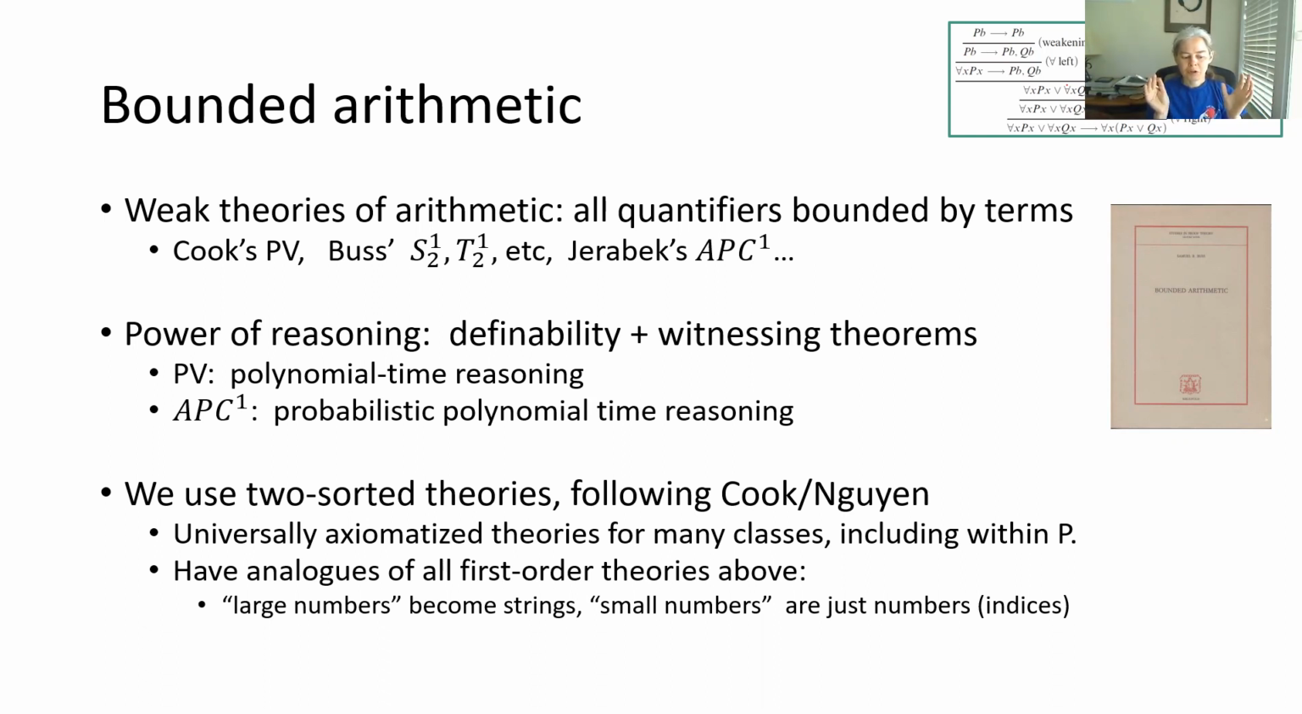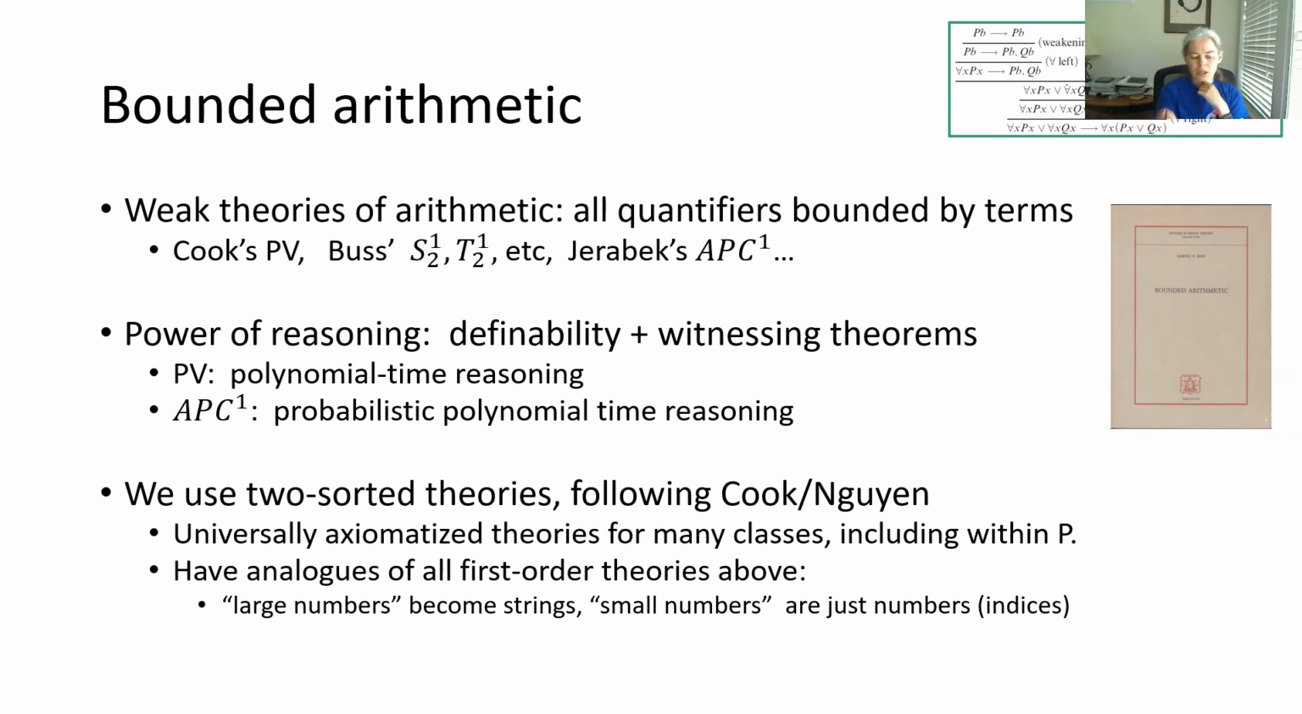And when we are talking about the power of reasoning for a theory, usually we mean what kind of functions it can prove total, what kind of statements it can prove. And the big part of it is what you can define in the theory. And for the constructive part, the beautiful part, the witnessing theorem: if you could prove something, what kind of algorithm does it give you?